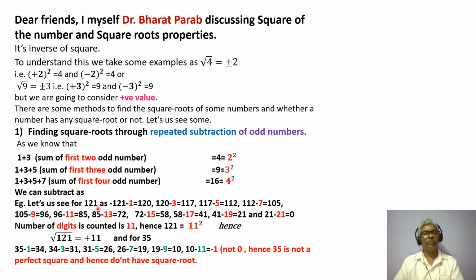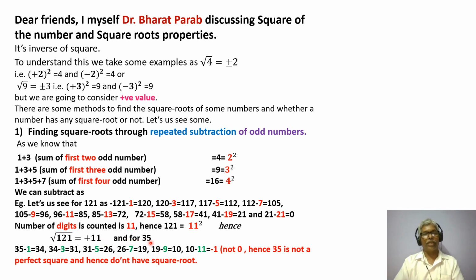Square root of what? Very easy. Count how many odd numbers are subtracted: 1, 2, 3, 4, 5, 6, 7, 8, 9, 10, 11. So 11 odd numbers were subtracted in succession. So the number of terms counted is 11, hence 121 is 11 square. Hence the square root of 121 is plus 11.